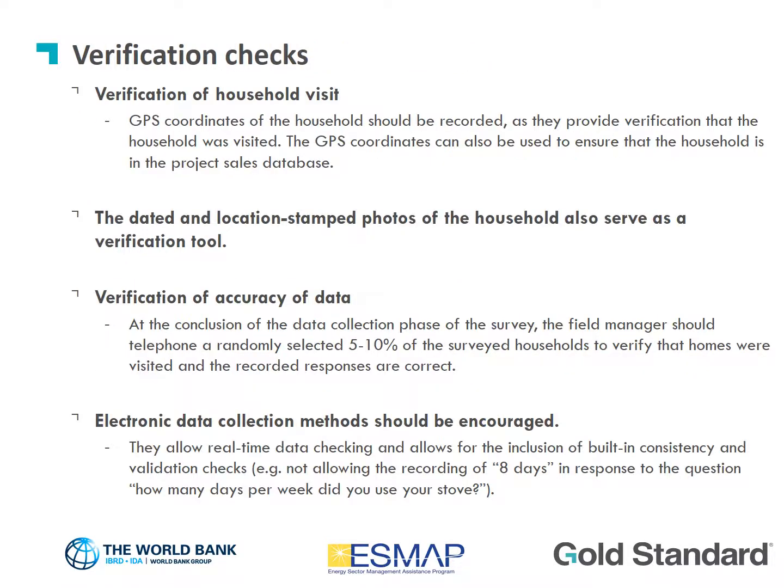Verification checks are a really important quality control aspect of any study. You can do a verification check of the household visit by asking the field team to record the GPS coordinates of each household they visit. And this can be done really easily on their phone or tablet if that's how they're collecting the survey information. The dated and location stamped photos of households also serve as a verification tool, and this can be done on, again, that same phone or tablet, or if they're collecting survey data manually, they can take the photos with a camera, which also has the option for date and location stamped photos.